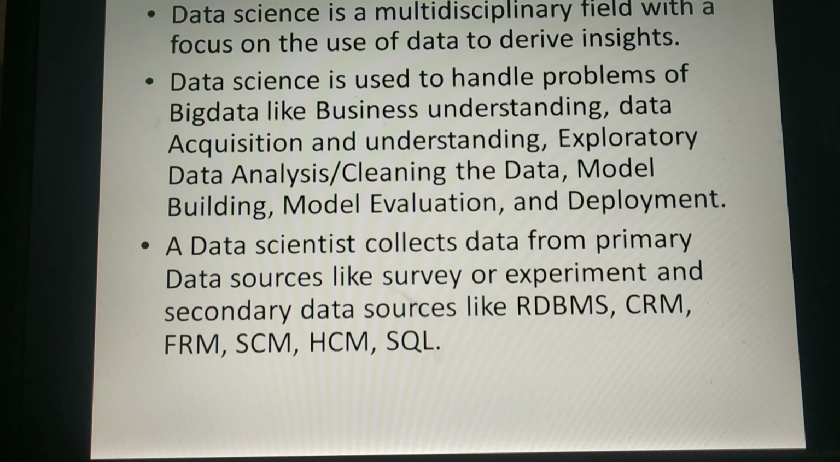So, data scientists collect data from primary data sources and secondary data sources.